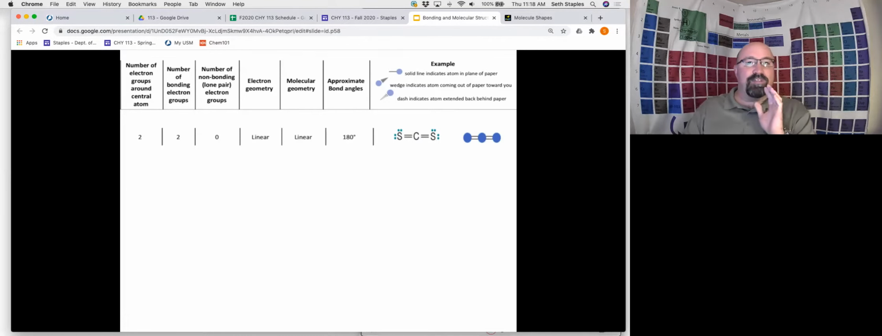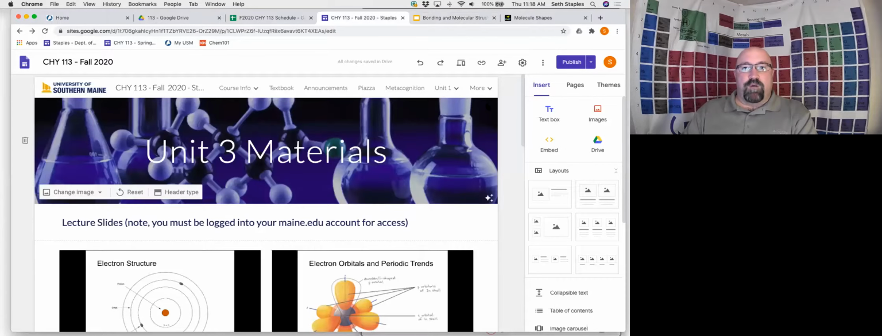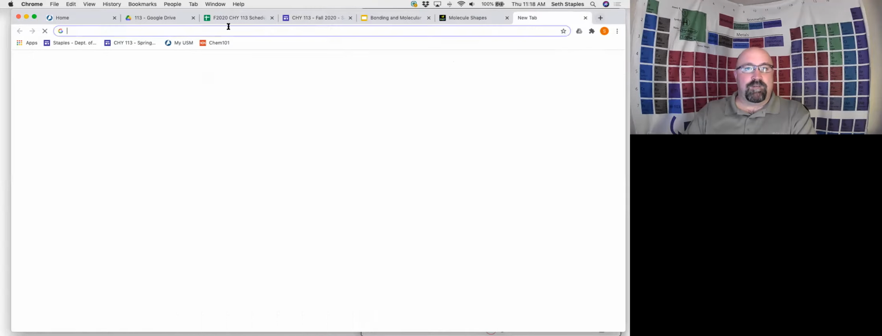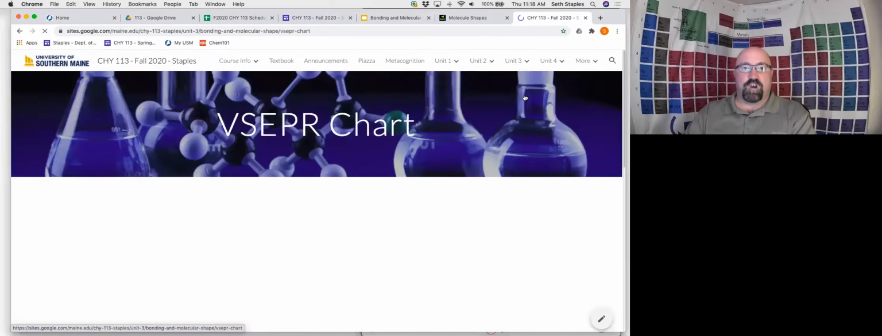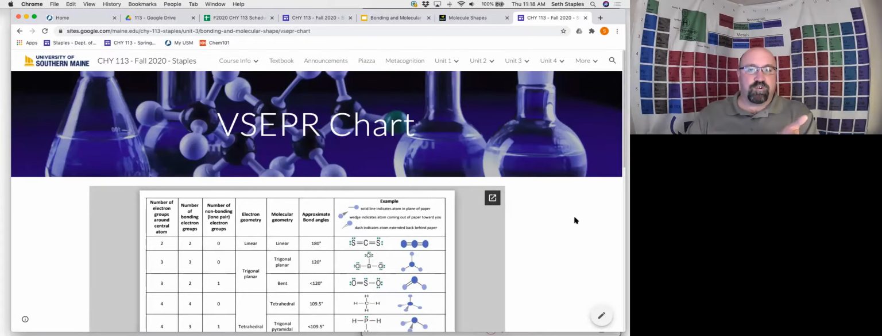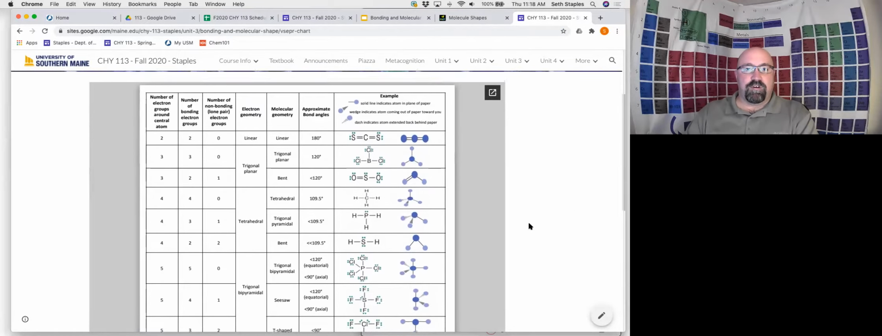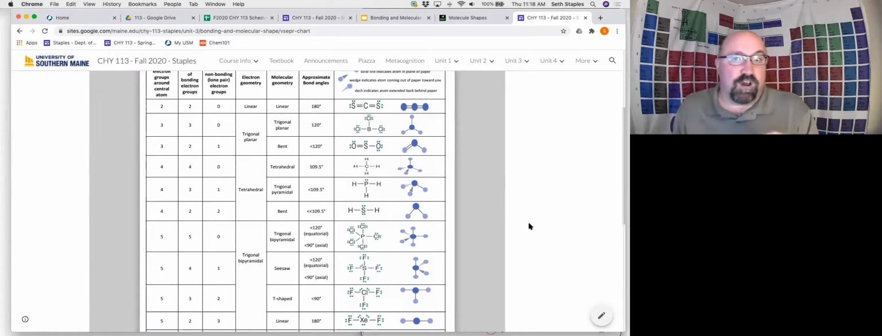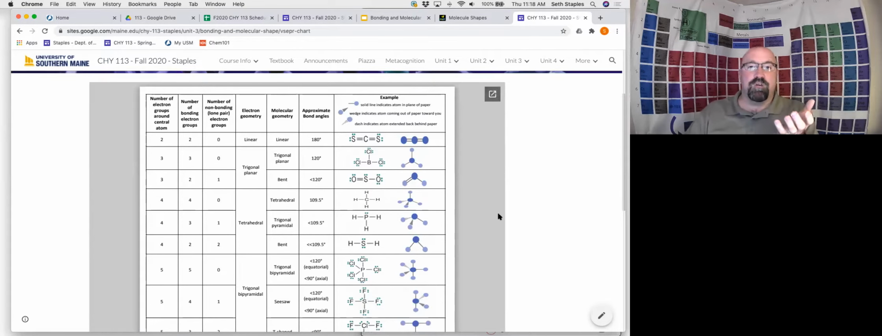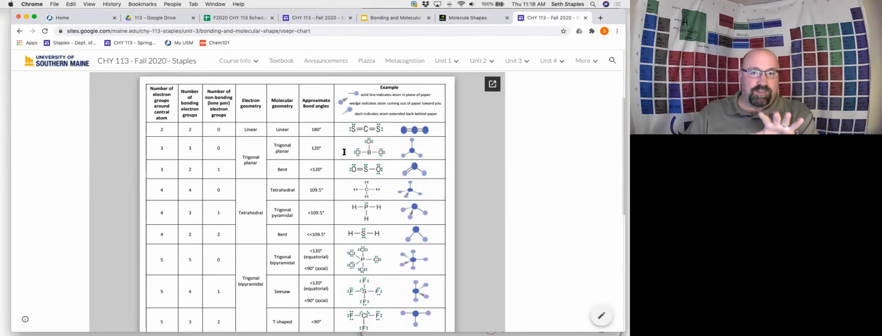So the way that a chart like this works, and this is very similar to the chart that you're going to be able to use, let me actually pull that up now. If you go to the website, go under Unit 3, Bonding and Molecular Structure, get this VSEPR chart. There are several different versions of VSEPR charts out there. This is one that I put together a year or so ago that I really like. You will be able to use a version of this on your exam. The version that I'm going to allow you to use just doesn't have these examples on it. But you will be able to use something like this on the test.